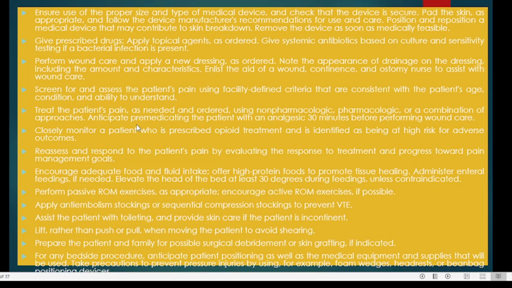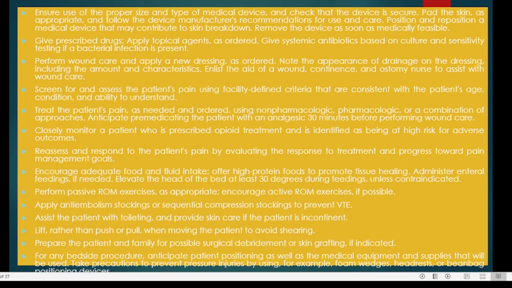You closely monitor a patient who is prescribed opioid treatment and is identified as being at risk of adverse outcomes. Reassess and respond to patients' pain by evaluating the response to treatment and progress towards pain management goals. Encourage adequate food and fluid intake. Offer high protein foods to promote tissue healing. Administer enteral feeding if needed. Elevate the head of the bed at least 30 degrees during feeding unless contraindicated.